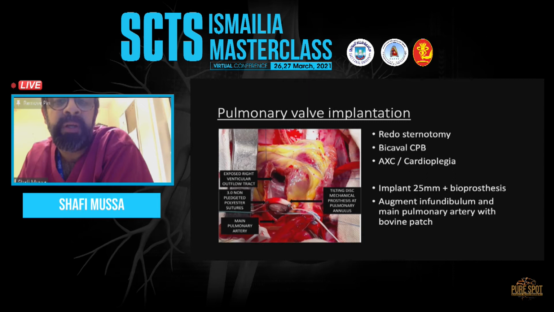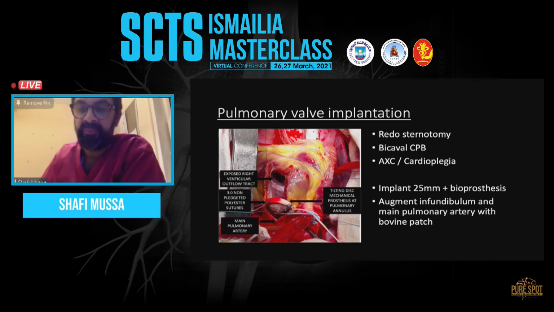In order to implant a 25 millimeter or above bioprosthesis, it's usually necessary to augment the infundibulum and main pulmonary artery with a patch, usually of bovine pericardium, which we can just obtain off the shelf.